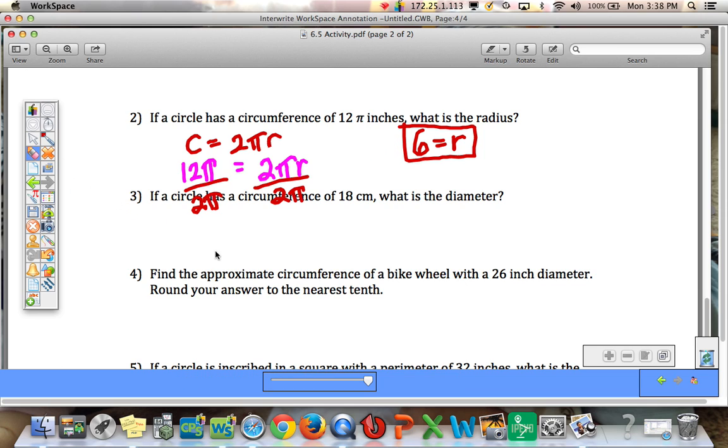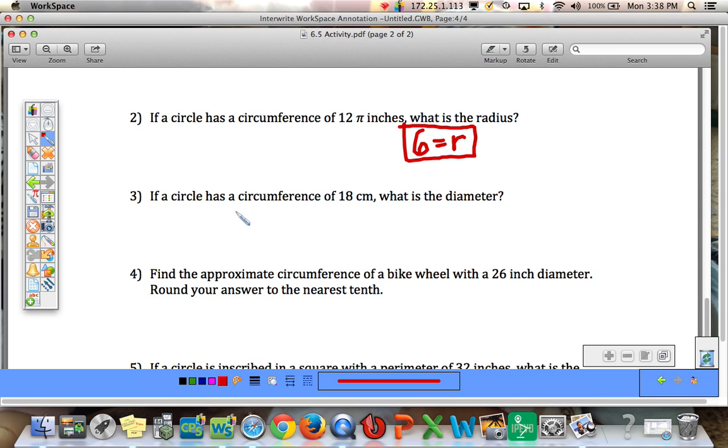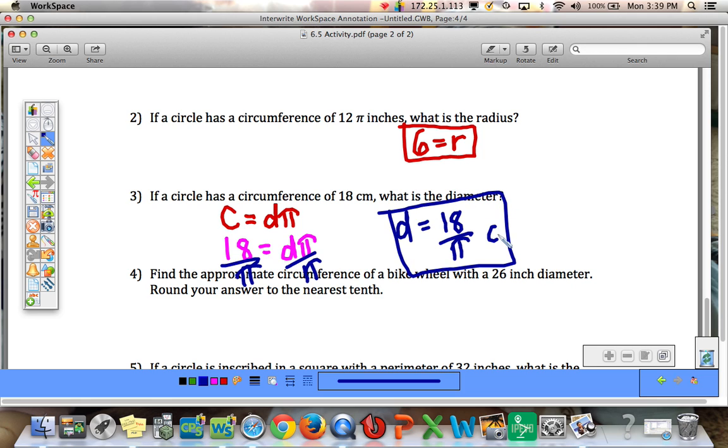The next one, if a circle has a circumference of 18 centimeters, what is the diameter? So again, this has diameter, so we'll use this equation. Circumference equals pi times the diameter, or diameter times pi. Plug in what you know. You know the circumference is 18, so we're going to plug that in. 18 equals diameter times pi. And to get diameter by itself, we have to divide each side by pi. So we'll do that. Divide each side by pi. And our answer, the diameter, is 18 over pi. And it would be in centimeters.